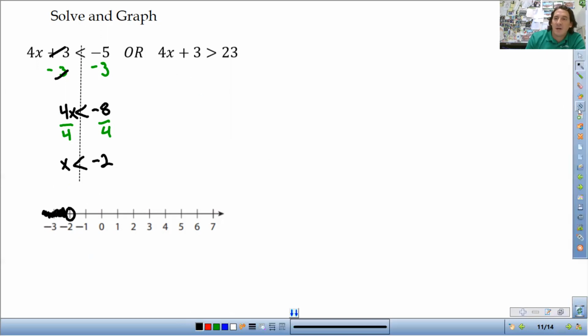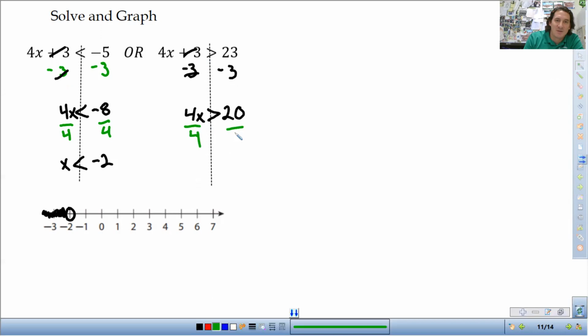All right. 4x plus 3 is greater than 23 now. So I'm going to do this one, same 2 steps. I need to subtract 3 from both sides. So +3 minus 3 cancels out. You get 4x. Do not flip the inequality since we just subtracted 3. We did not multiply or divide by a negative. And then last step, I'm going to divide both sides by 4.